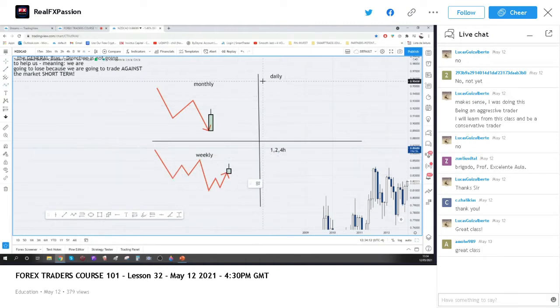Now on the daily, we are going to have lower lows, lower highs, lower lows, lower highs, and then we are going to have something like this. And we are going to have a bearish candle or bearish candlestick formation, something like this. We're going to have a wick up in here too. Maybe not the best one.